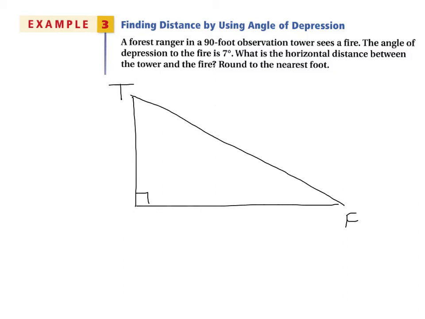We know the 90-foot tower, and we know the angle of depression is 7 degrees. Here is the biggest mistake you can make: putting the 7 degrees right here. Absolutely incorrect. This is not 7 degrees because we have no horizontal line. The horizontal line from the tower is here. The 7 degrees is here, which leads to something that a lot of students make a mistake of.